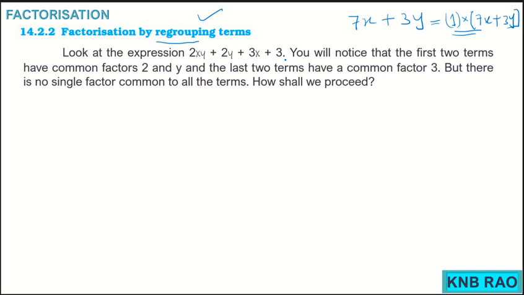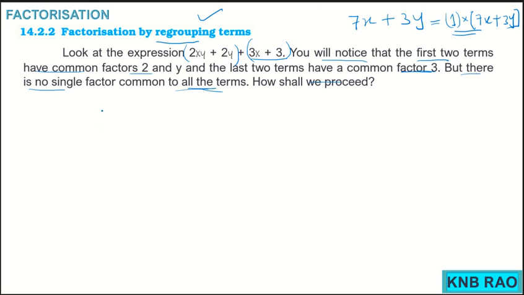Now, what can I do if I want to do factorization in such a situation? You will notice the first 2 terms have something common and the next 2 terms have something common. So, their common factors we will take away, that is 2 and y being common in the first two terms, I will take 2y common out. In the last two terms 3 being a common factor, we will take out the 3, but there is no single factor for all the terms. How shall we proceed now?